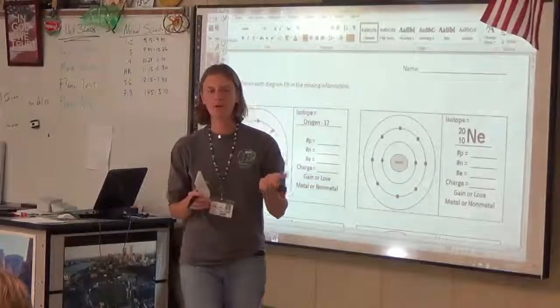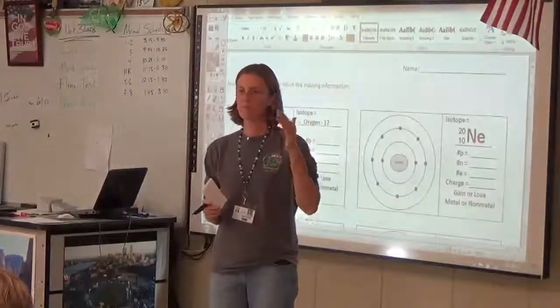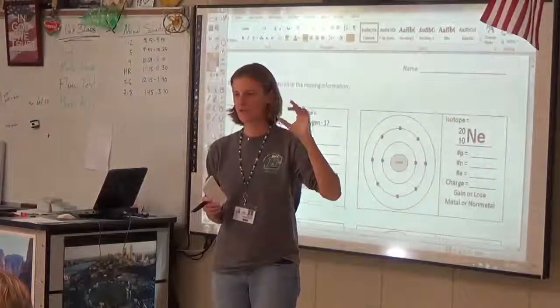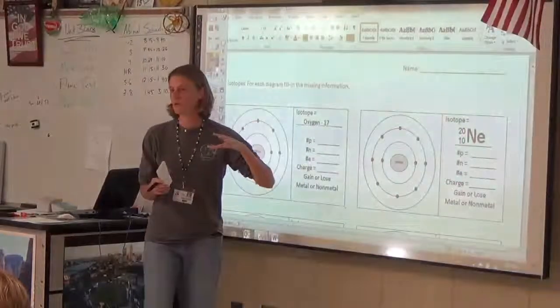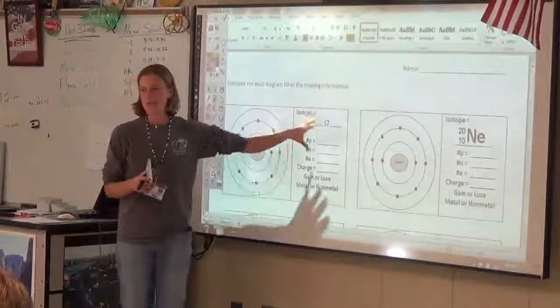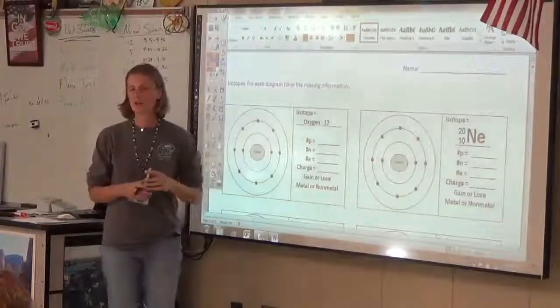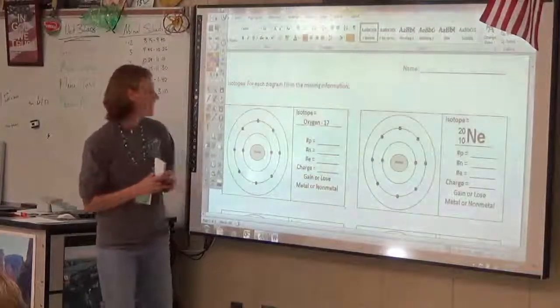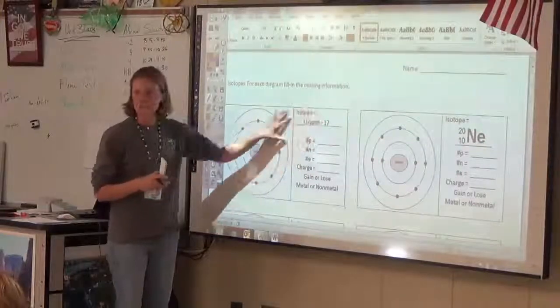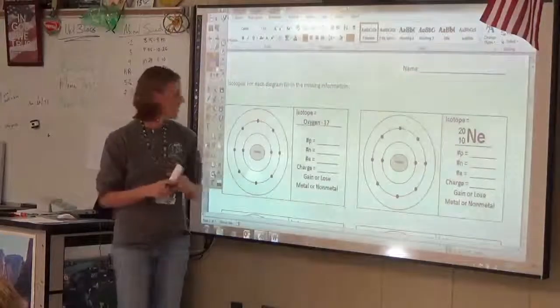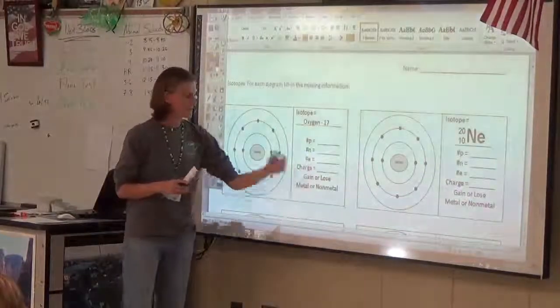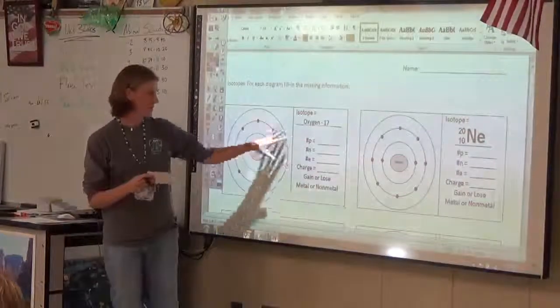And for all the bell work problems we've done, we've always said the same number of protons, the same number of electrons. Electrons and protons are equal. But that's not true in reality. That would rarely be true, because atoms are going to want to gain or lose electrons in order to become stable. All right, so here's our example number 1. It says oxygen-17. I want you to tell me all this info for this example.